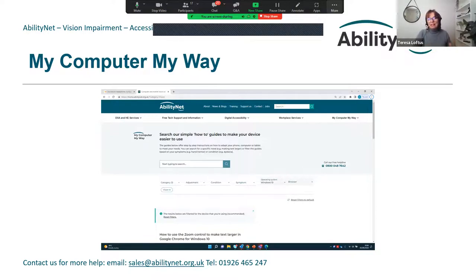As we said, Alex is going to show you a little bit about it and how you can search something on there in a minute. The really good thing about it is that it demonstrates how quickly you can make changes to your device that can make a real impact. Okay, I'm going to move on to the next slide, Alex.